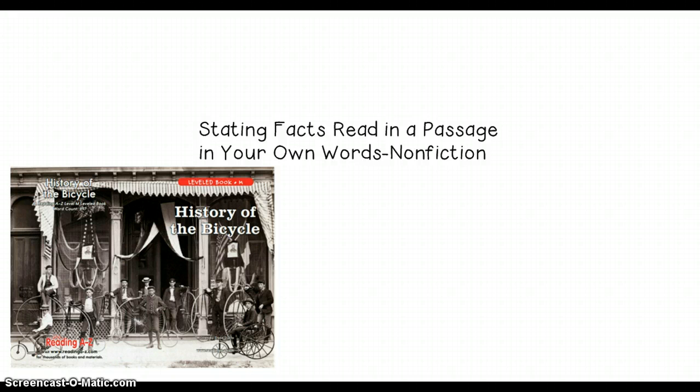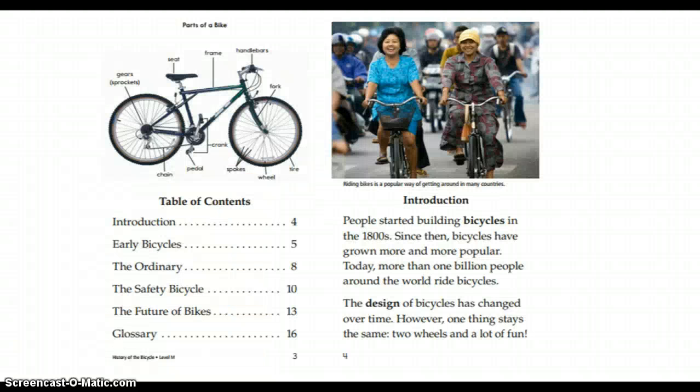Today, you're going to learn how to state facts in your own words after you read a nonfiction passage. We're going to be looking at the book, The History of the Bicycle. This will also be something we can look at and talk about during science for invention convention. I'm going to read one of the sections for you and model how to do this, and then you're going to be able to do this with another one of the sections.